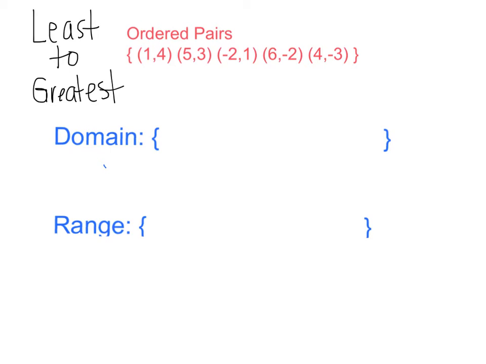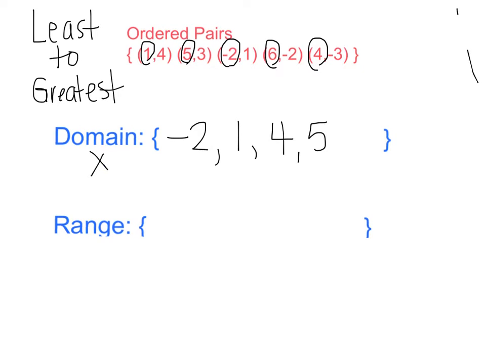So we're going to look at the domain values. So that's going to be all the x values. Remember, domain is x. So all the x's are the number that comes first in the ordered pair. So that would be 1, 5, -2, 6, and 4. So I'm going to start with the one that's the smallest. That would be -2. They're always put in brackets and separated by commas. So -2. And then we're doing least to greatest. So 1, 4, 5, and 6. Those would be my domain values.